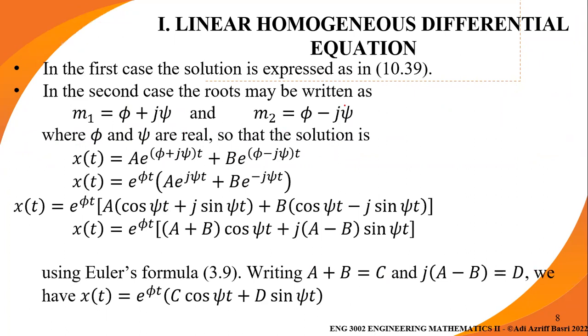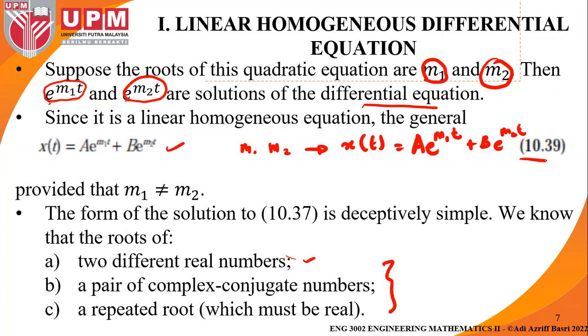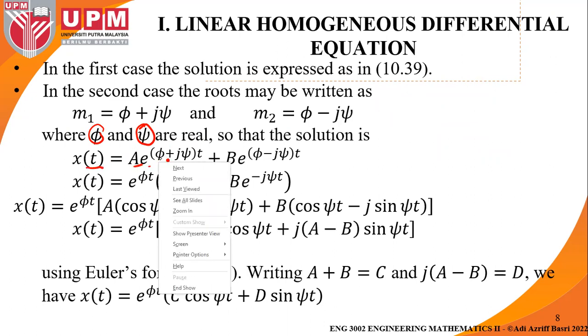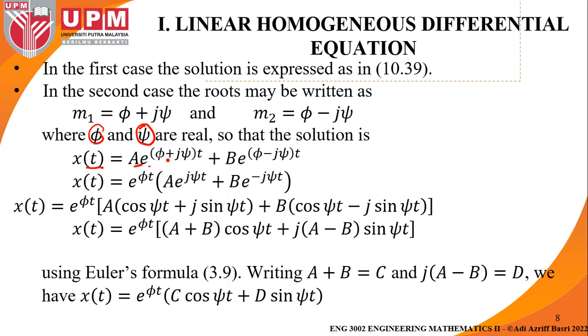So in the first case of 10.39, this is a question based on this equation. In the second case, the roots may be written as m1 = psi + j gamma, and m2 = psi - j gamma. So when we put this psi and gamma, which are real numbers, into these equations, as mentioned, the equation will be x(t) = A exponent of the real number psi, and also in terms of the j vector of t.